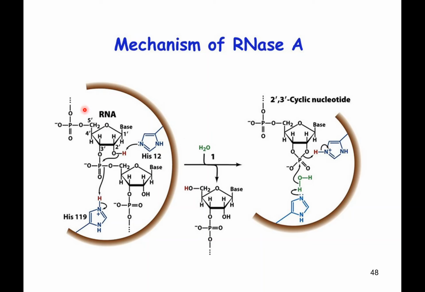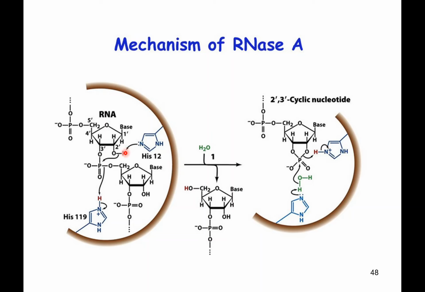In the active site, this is our RNA chain, and there are a couple of histidines. One histidine acts as a base and grabs a proton, and the other histidine that's protonated acts as an acid and gives up its proton. Okay. So the arrows show the mechanism.